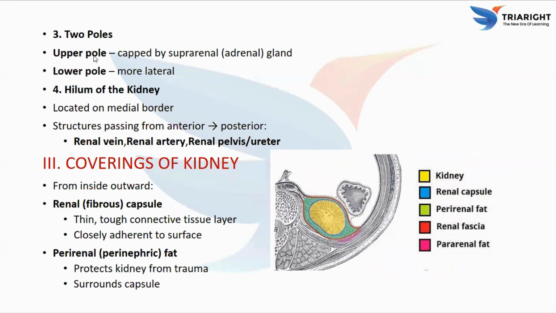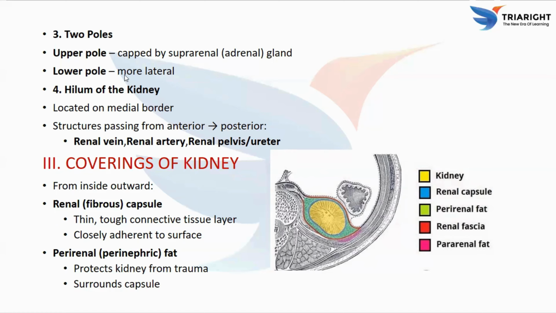So this is capped by the suprarenal gland, which is also called the adrenal gland. This gland is like a hat on top of the kidney. It is important for stress hormones, which are called cortisol and adrenaline, and also salt balance, like aldosterone.